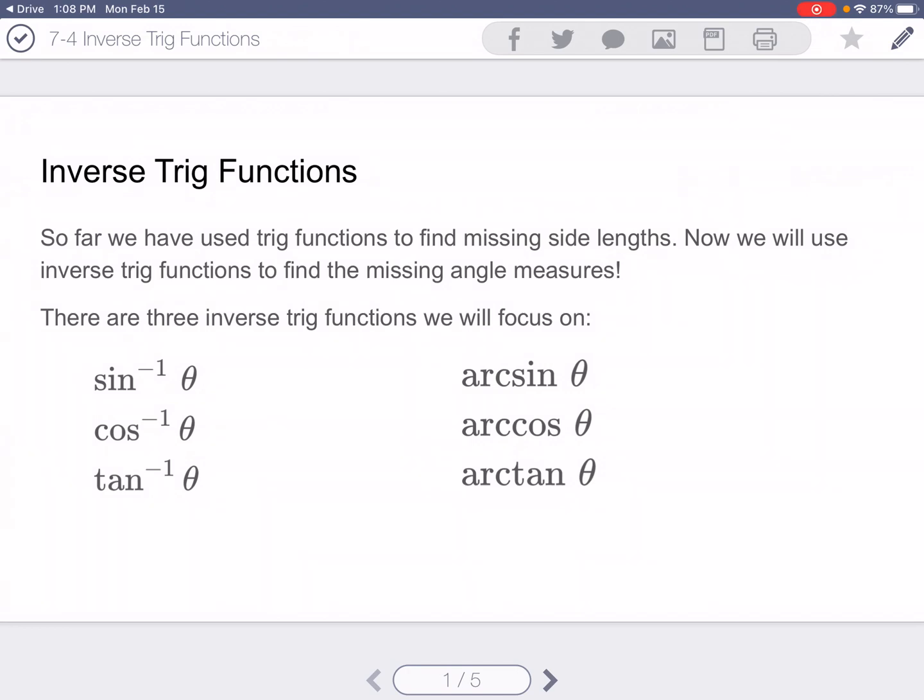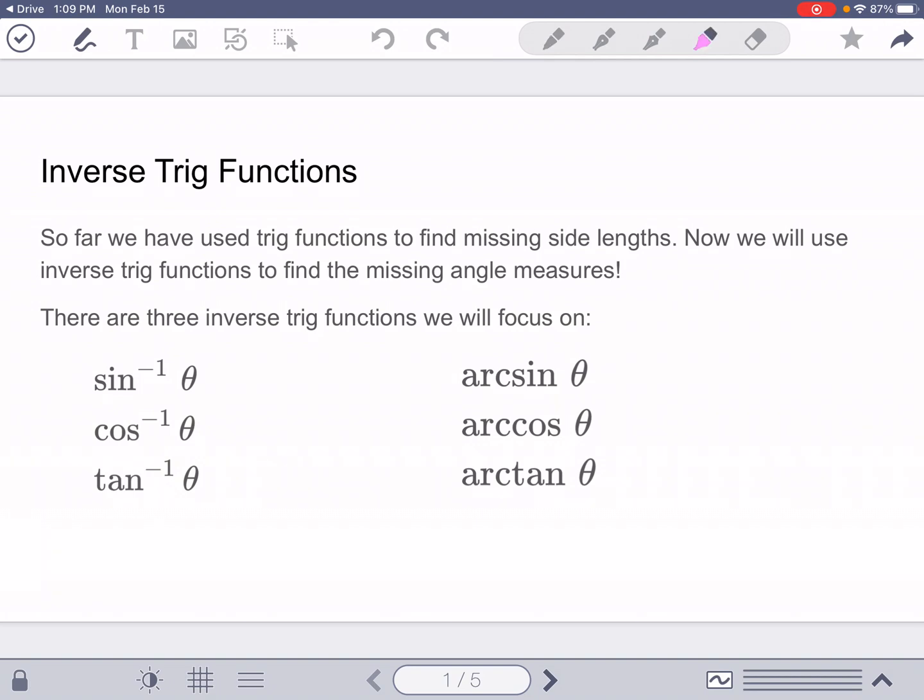All right, so today we're going to start our Chapter 7, Part 4, Inverse Trig Functions. So far we've used the trig functions to find missing side lengths. Now we are going to use the trig functions to find the missing angle measures. And just like before, there's really only going to be 3 inverse trig functions that we focus on.